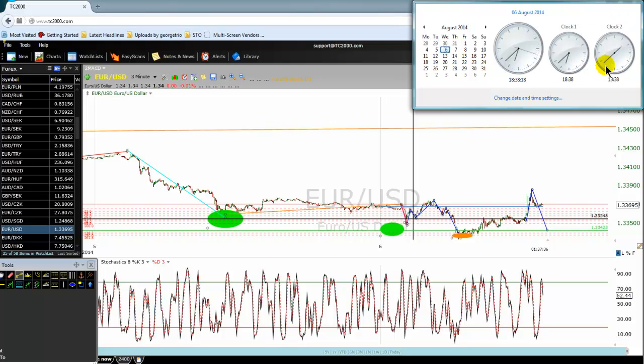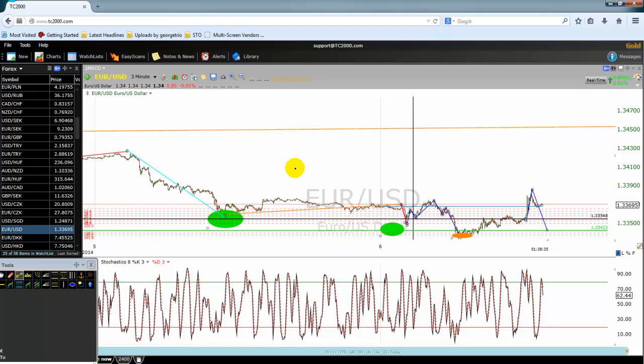I have my clock here. This is the Eastern time, and this is the London time. Have this on your computer so you can see the time and know what's happening in this messy market. It's not all about technical alone. It's about the technical, the economy news, the fundamentals, and also understanding the market: what other traders are doing, what time of the day, and how the market behaves.